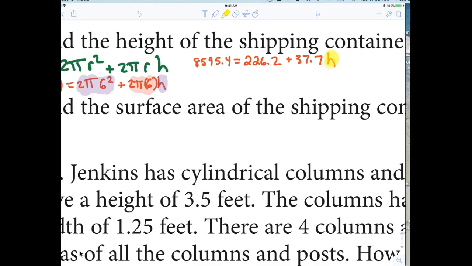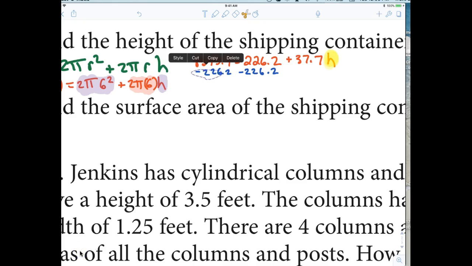So what's the first thing I have to do? Don't you add them? Close. Not addition. You're working backwards. Yes, subtraction. So now look right here, guys. Please make sure you're hearing me. You're subtracting 226.2. Subtracting 226.2. And when I do that, what do I get?